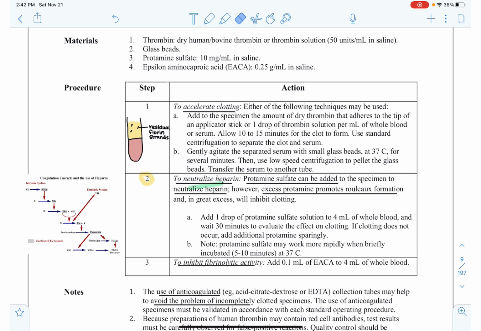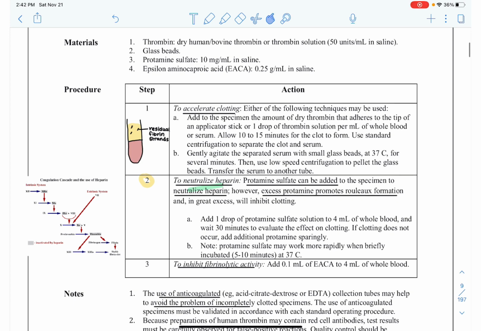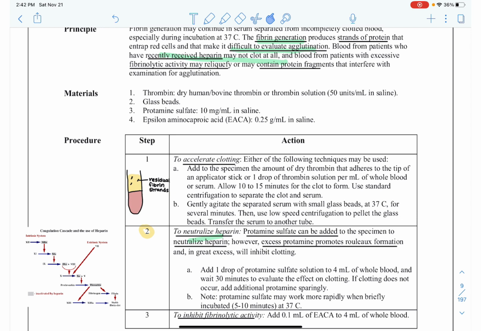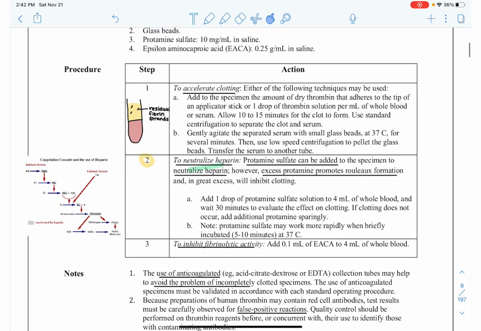As stated in the principle section, we'll go on to the next procedure. A patient who has recently received heparin may not be able to clot at all. A procedure which can eliminate heparin from the patient's sample to allow the sample to clot is a neutralization procedure. We will discuss neutralization methods later on, but to summarize, adding a substance to remove an interfering substance in a sample of serum or whole blood constitutes a neutralization treatment.